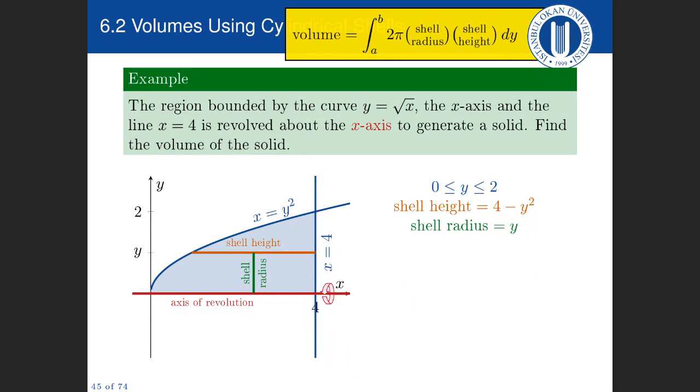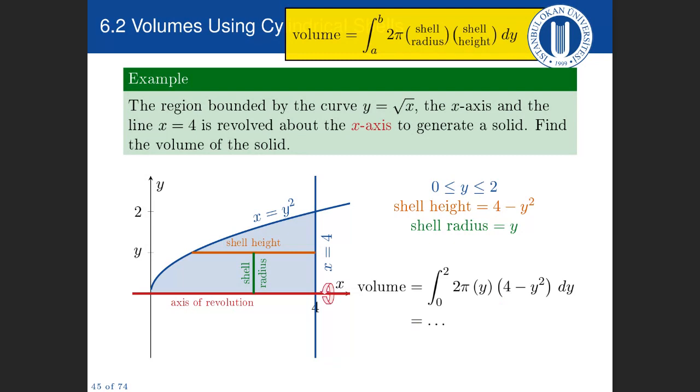And then we've done 90%, 99% of the problem, because the rest is just an easy integral. Integral from 0 to 2 pi, y, 4 minus y squared dy is equal to whatever this is.